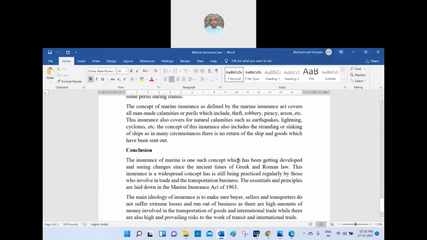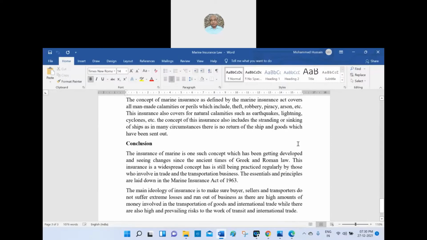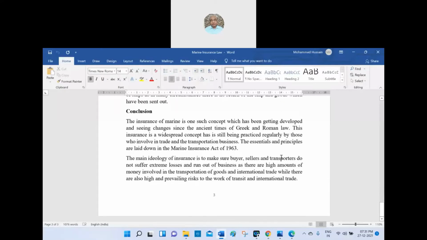In conclusion, the concept I want to say is that marine insurance is one such concept which has been developing and changing since the ancient times of Greek and Roman law. And this insurance is a widespread concept, as it is still being practiced regularly by those involved in trade and transport. The essentials and principles are laid down in the Marine Insurance Act of 1963. The main ideology of the insurance is to make sure buyers, sellers, and transporters don't suffer extreme losses and run out of business, as there is a high amount of money involved in the transportation of goods and international trade, while there is also a high and prevailing risk in transit and international trade.